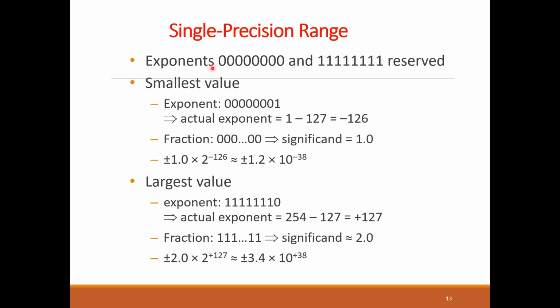For the exponent, all zeros and all ones are reserved and not ordinarily used. So for the smallest value, the exponent is 7 zeros and a 1, and the actual exponent is minus 126, as told in the previous slide, and the fraction gives 1.0. So this is the minimum number, and this is the largest value of the number, which you have seen in the previous slide.